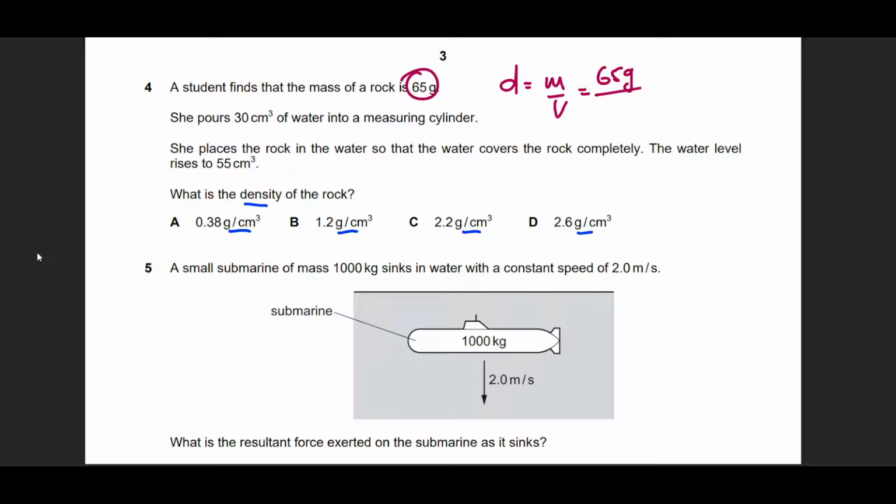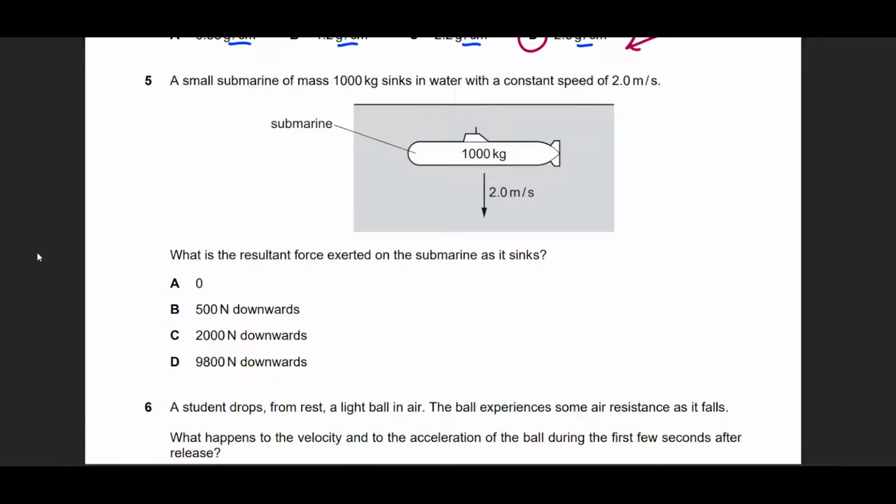What's the volume? Initially, the volume is 30 centimeter cube, and the current volume after pouring the cylinder with the stone and the water is 55. So the water level rises from 30 to 55. So the volume of the stone will be 55 minus 30. You can directly write down 25 as well. So when you solve this, you're going to get 2.6 grams per centimeter cube, which is going to be option D. Very easy, very straightforward question, and one of the repeated ones.